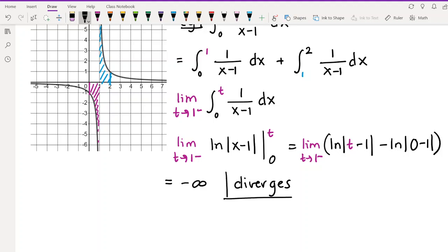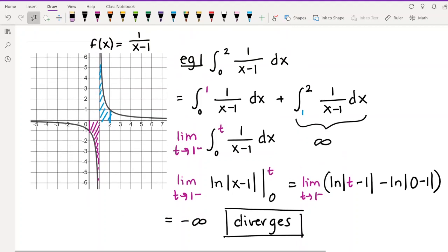And we don't have to do the other one. The whole thing diverges. If you were to do the other one, you would actually get positive infinity, which maybe isn't too surprising. If you look at the graph, it's very symmetric and the regions kind of look like they're the same amount of area. But it would not be correct to add together negative and positive infinity and say it equals 0.